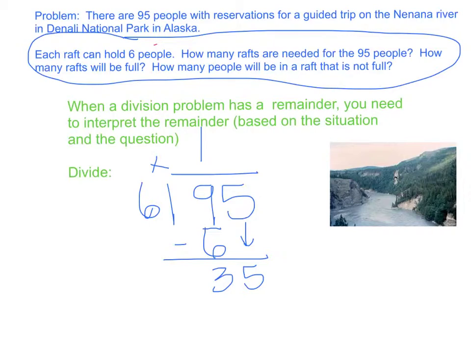Again, now I determine, does 6 go into 35? And it does. It goes into it 5 times. 5 sixes fit into 35. So 5 times 6 is 30.